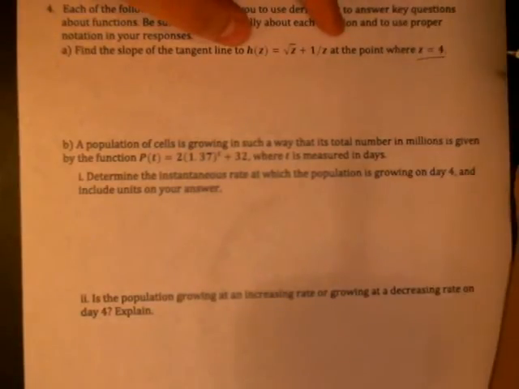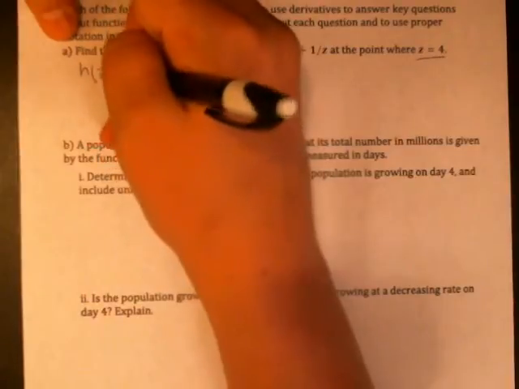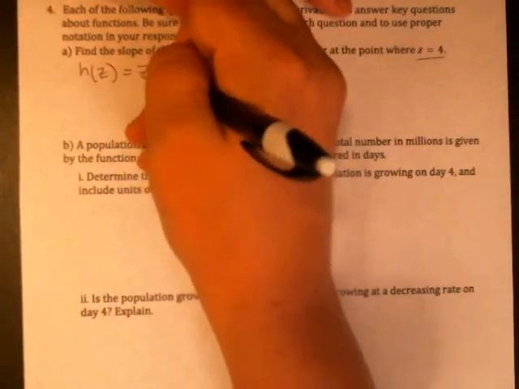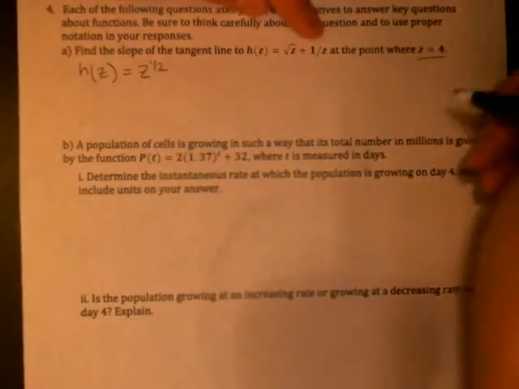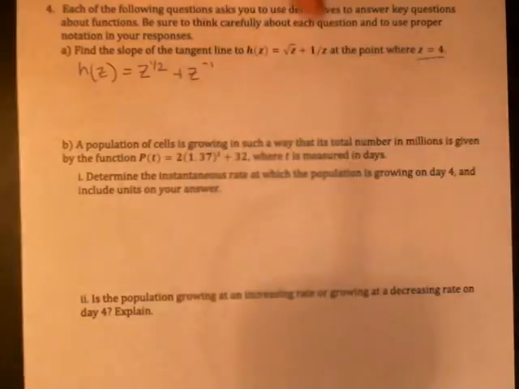And what we know now is there's an easy way to take the derivative of this thing. So it'll require a little rewriting. So this is just the function. H of z, a square root of z we want to think of as a z to the 1/2. And then a 1 over z we want to think about as a z to the -1.